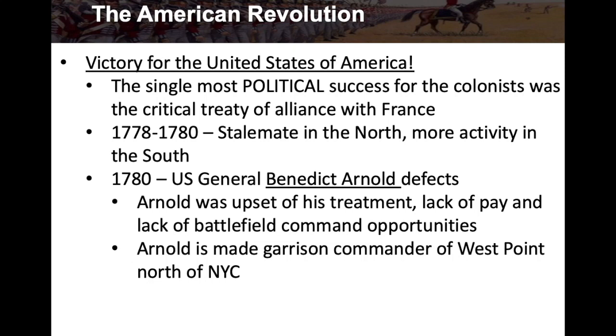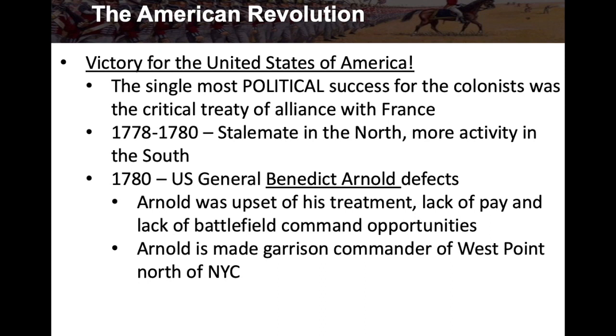1778 to 1780 basically developed into a stalemate in the northern states, but there was more activity in the south. One of the occurrences in the north was the situation with U.S. General Benedict Arnold in 1780, where he defects from the U.S. side and goes over to the British side.